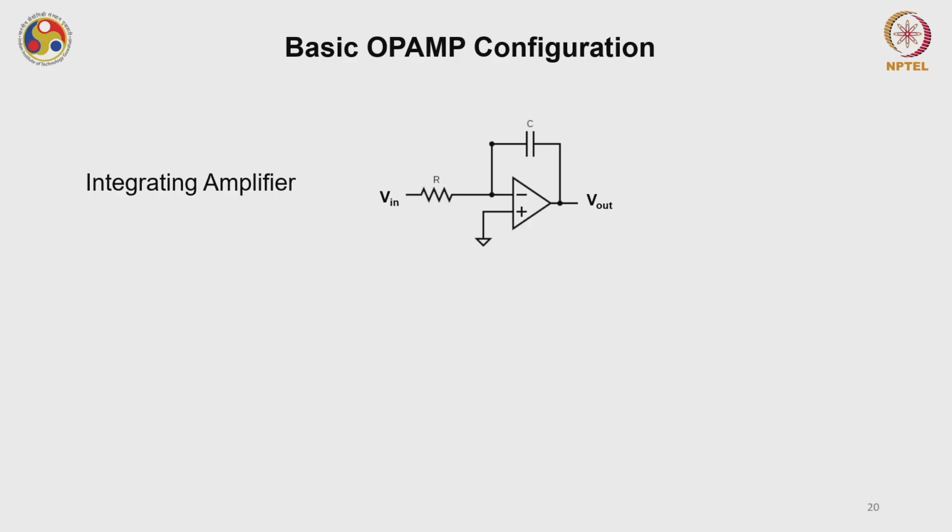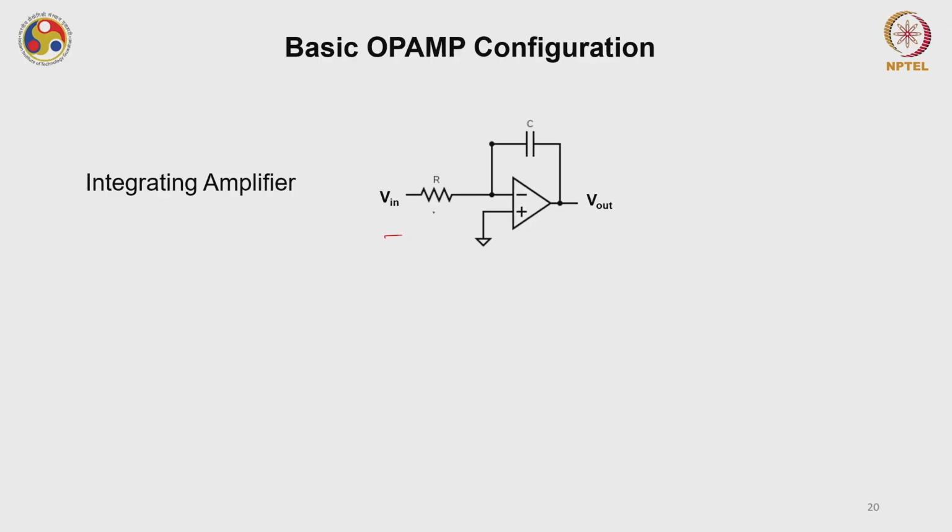Then I may configure this op amp using a capacitance as an integrating amplifier. In this integrating amplifier, in place of a resistance, what I am placing in the feedback is basically a capacitance. Other configurations remain the same.